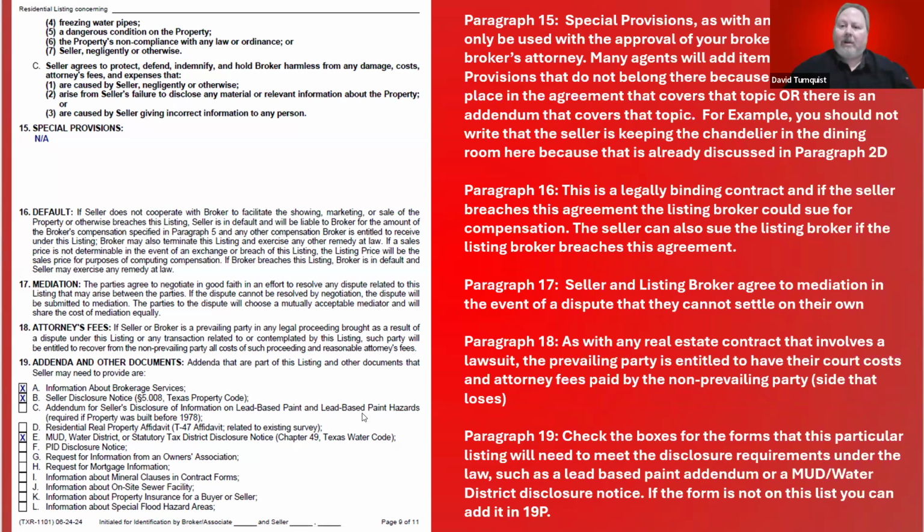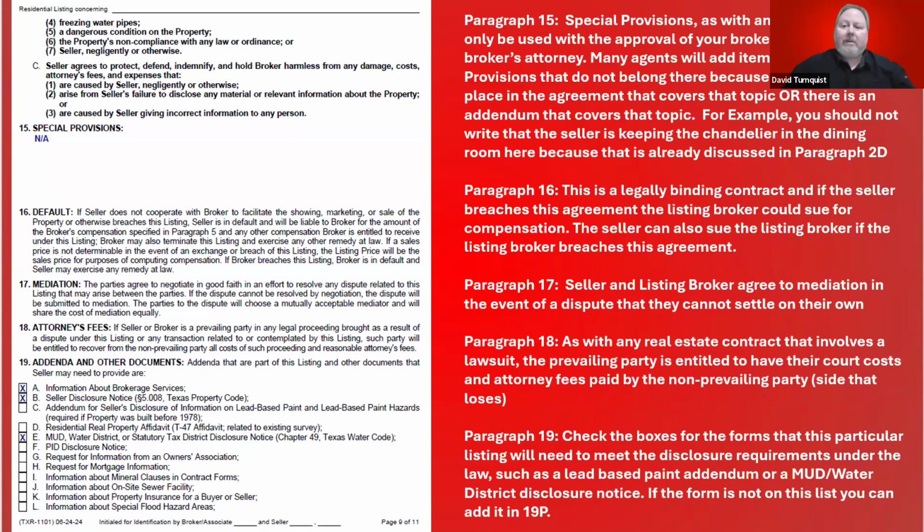The example I give here is that you should not write that the seller is keeping the chandelier in the dining room here. And the reason you shouldn't put it in special provisions is because that is already discussed in paragraph 2D, the exclusions. So if you've already put it in paragraph 2D, why are you putting it in paragraph 15? And if you're putting it in paragraph 15, it probably means that you didn't put it in paragraph 2 where it belonged. So it tells me that you don't understand the contract that you're writing.